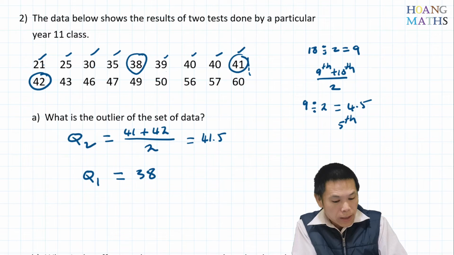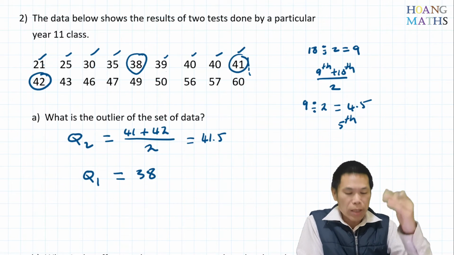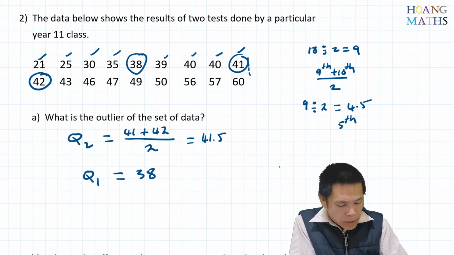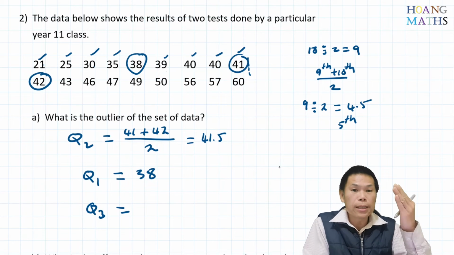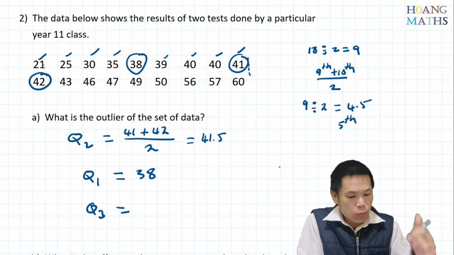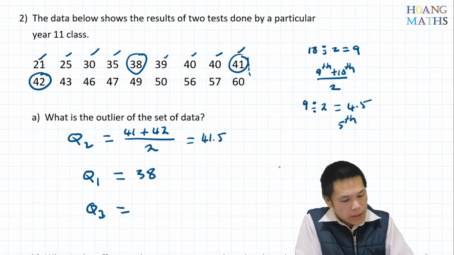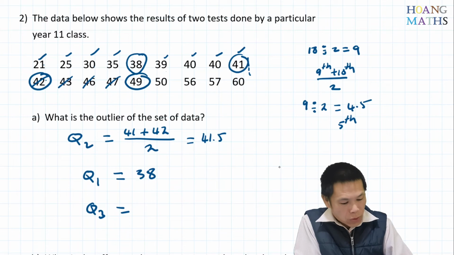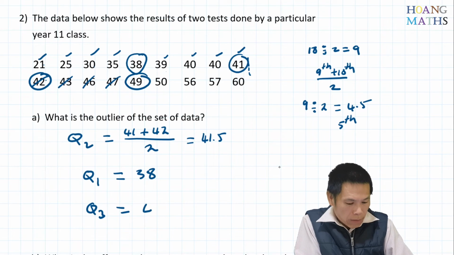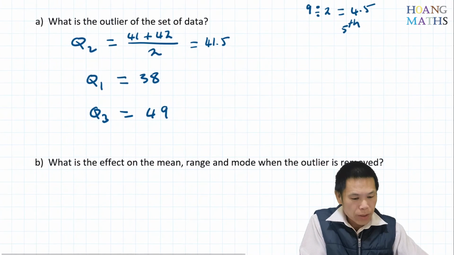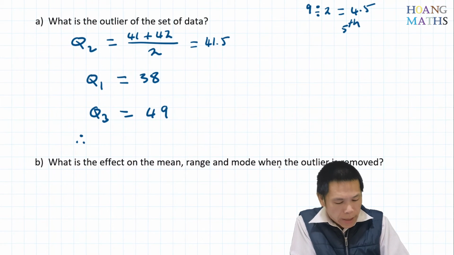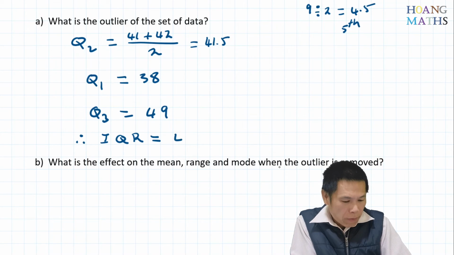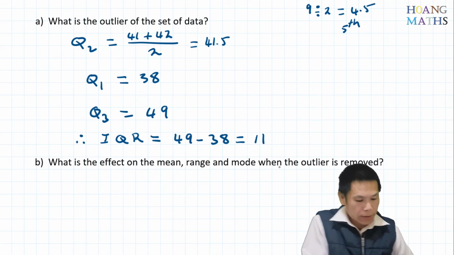Q2 you can just leave as the median if you like. And then this is Q3. Q3 is exactly the same, so the fifth score as well, from the other end. We can just count from this end: 1, 2, 3, 4, and the fifth score, which is 49. So the interquartile range is 49 minus 38, which gives me 11.